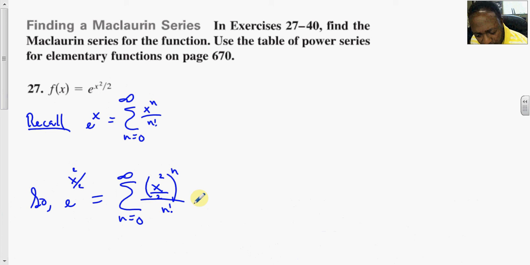When we simplify that, the summation as n goes from 0 to infinity of x to the 2n. 2 raised to the power n is x raised to the power 2 raised to the power n is x to the 2 times n. This is all over 2 to the nth, and then this is times the n factorial downstairs.